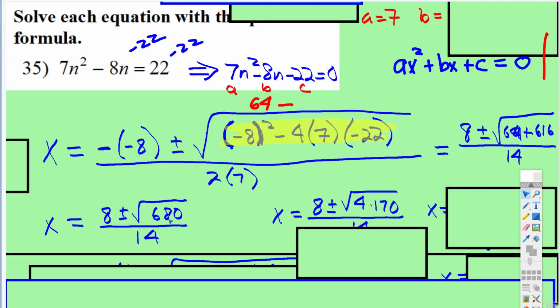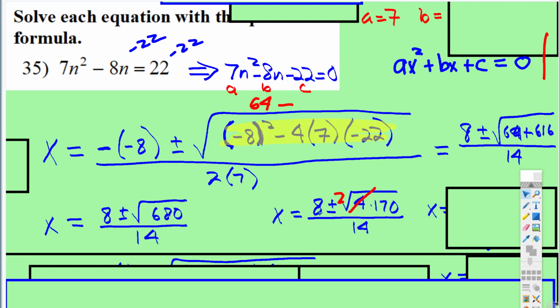Well, I'm going to simplify the 680 because we need this radical to be simplified. We do know that it's a positive number. Remember what I said about the discriminant? So there's going to be two possible answers. It's either 2 rational or 2 irrational. When I simplify this, 680 is the same as 4 times 170. Well, 170 is not a perfect square, so we know the 2 x values will be irrational. The square root of 4 is 2, so a 2 comes out.